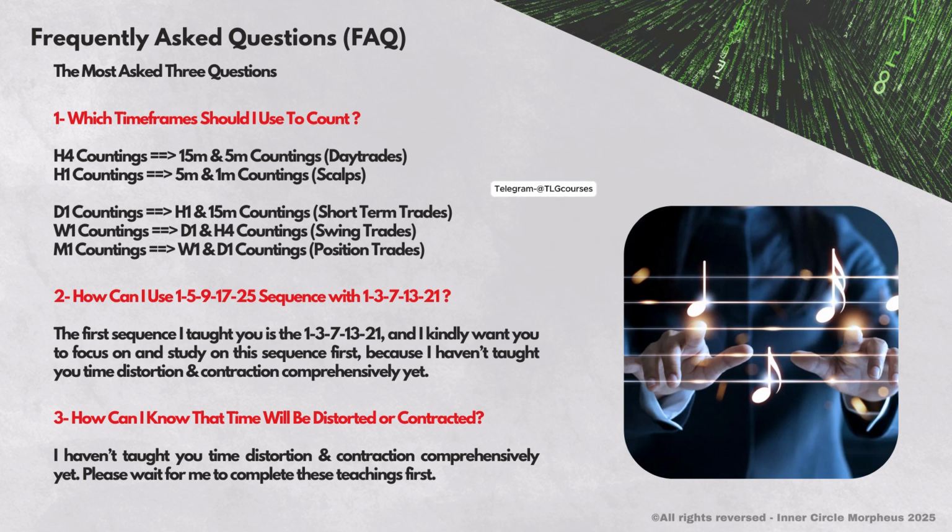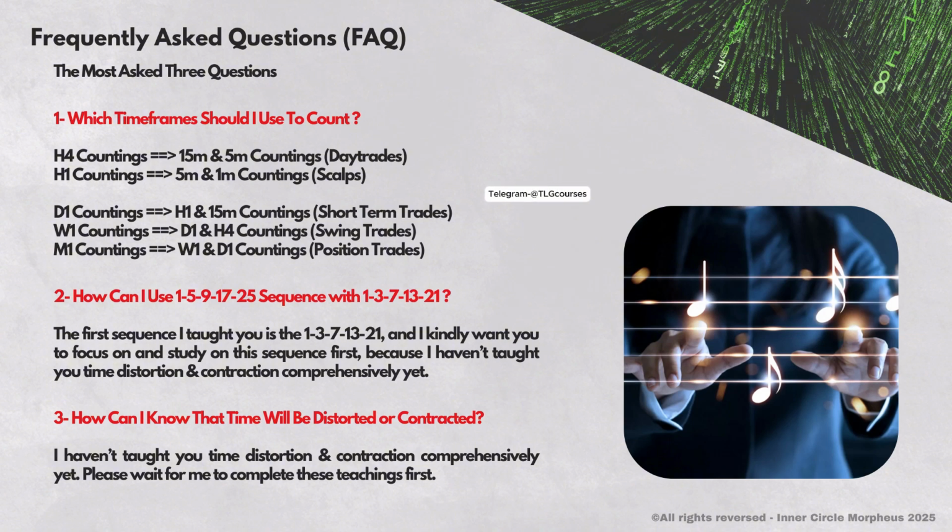Which time frames should I count? These time frames below are recommended by me. You can always use different ones to align with others, but you will understand everything easier if you stick to these time frames sequentially. Start counting 4-hour candles for day trades followed by 15-minute and 5-minute candles for the entries. Start counting 1-hour candles for scalps followed by 5-minute and 1-minute candles.